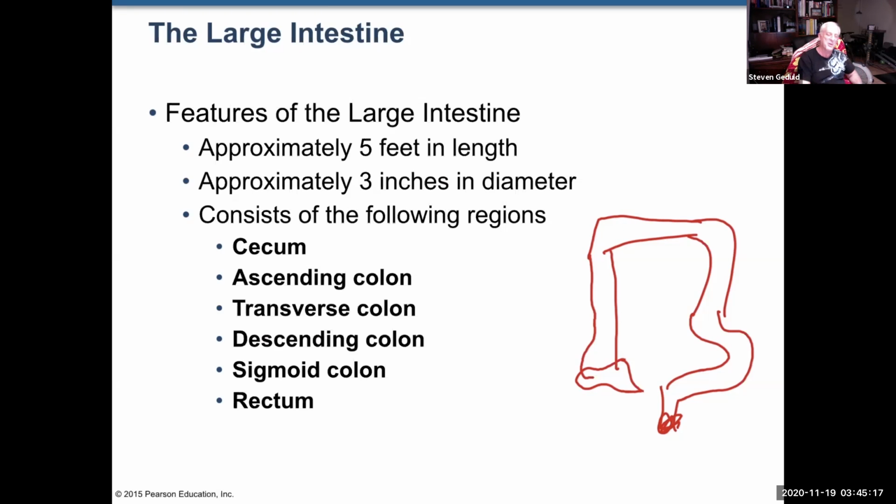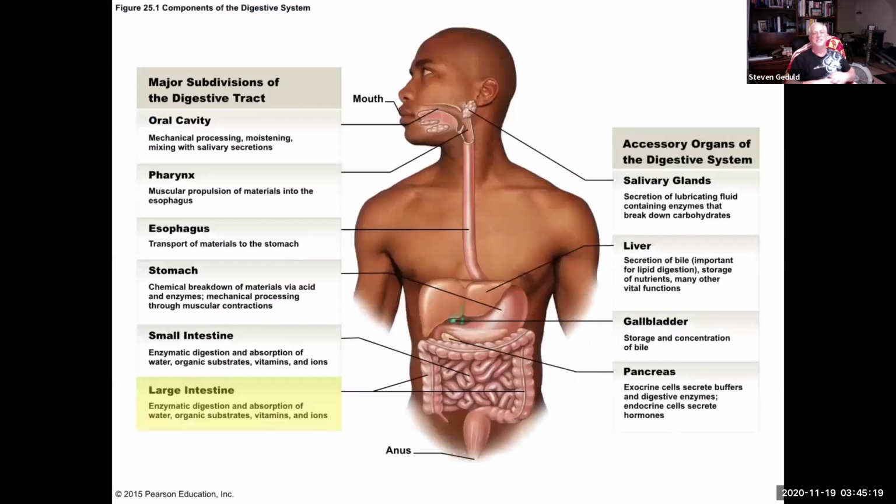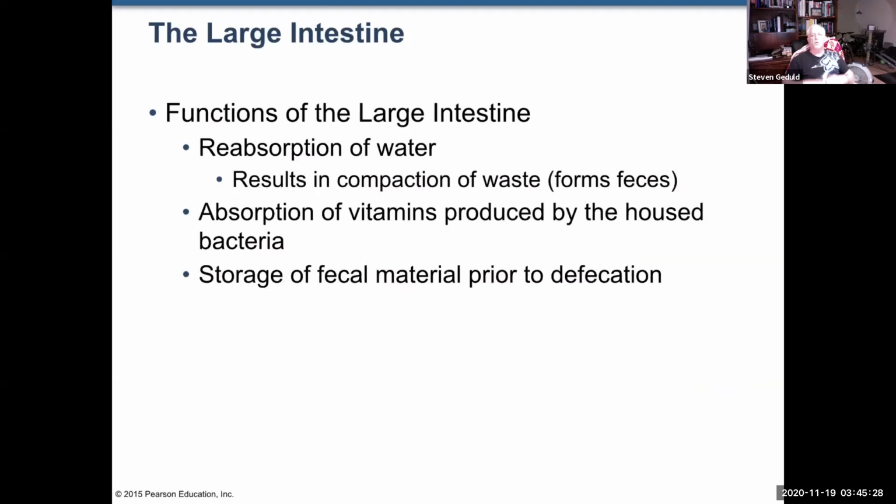All right, so those are the parts of the large intestine. The large intestine does enzymatic digestion and absorption of water, organic substrates, vitamins, and ions. The large intestine is where a lot of water gets resorbed. Compaction occurs in the food and it gets dehydrated, so we don't dehydrate our bodies. We resorb a lot of the water. This results in compaction of waste, which forms feces. It absorbs vitamins, which are produced by the bacteria in your body. You also get storage of fecal material prior to defecation, prior to getting rid of it.